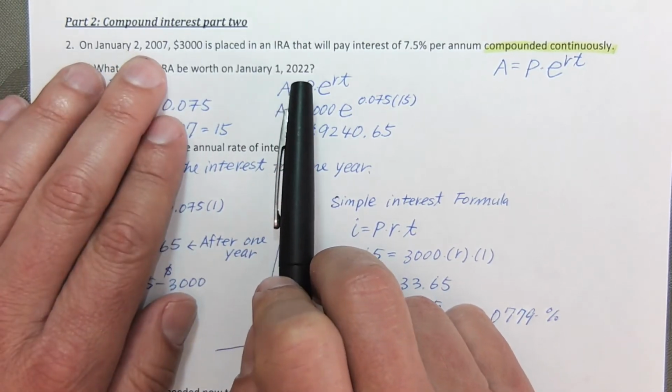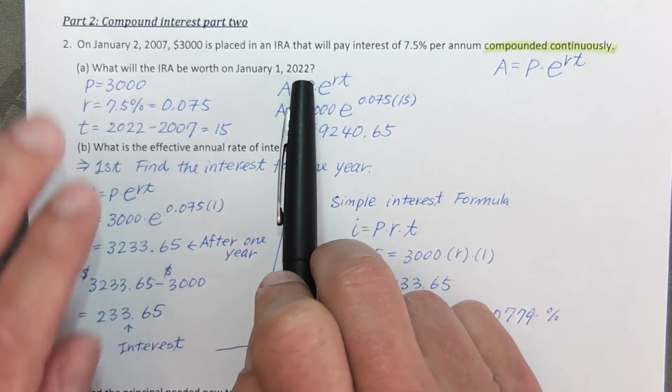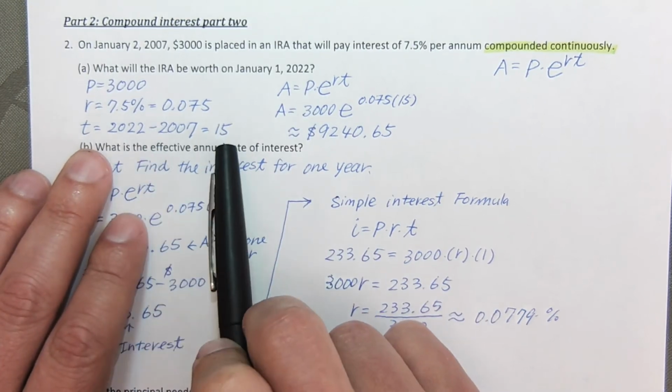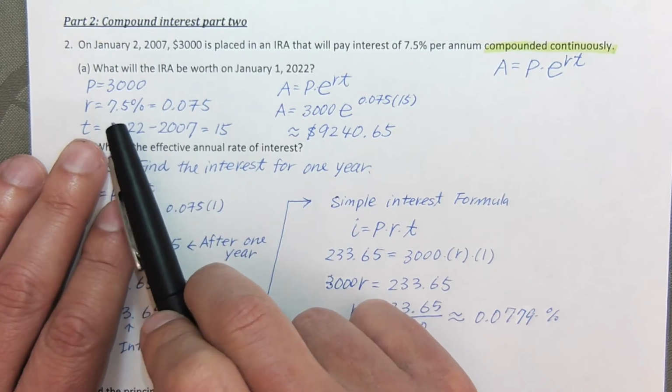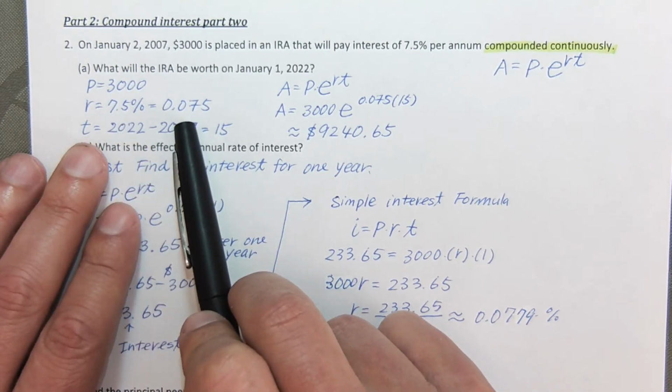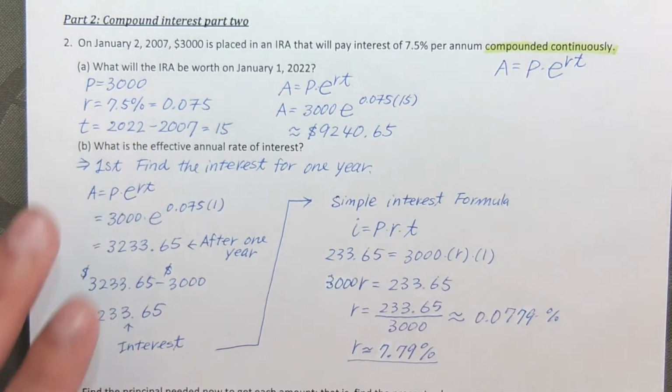Now, to get the time, the t in this case, I have to subtract the 2. And you can see that's what I did here to get my 15. The principal is $3,000. 7.5% is 0.075. And we plug all that in. And let's walk through the calculator.